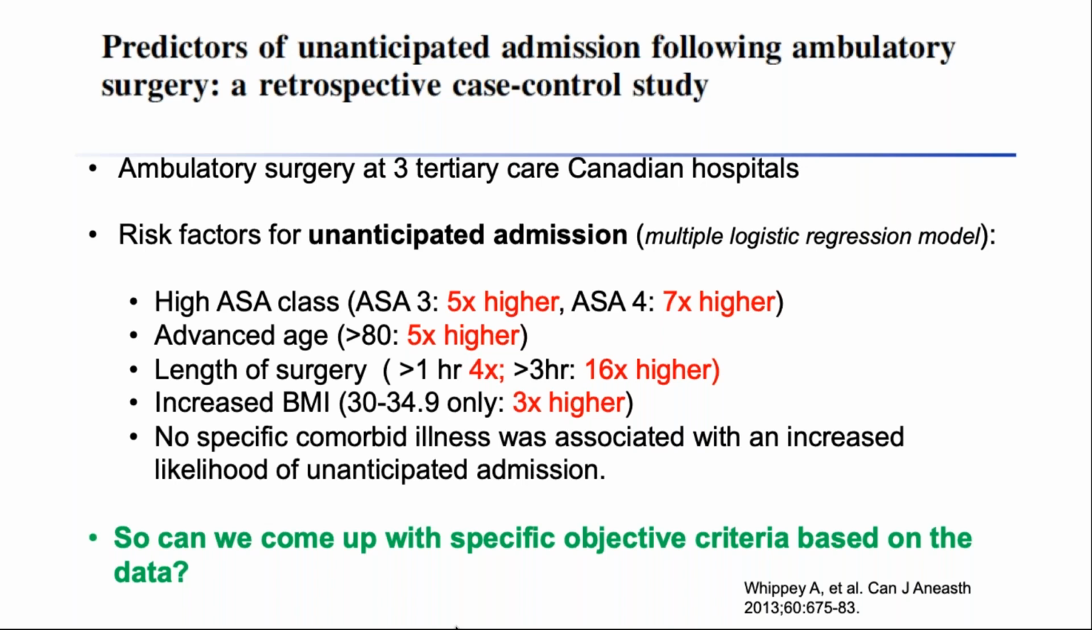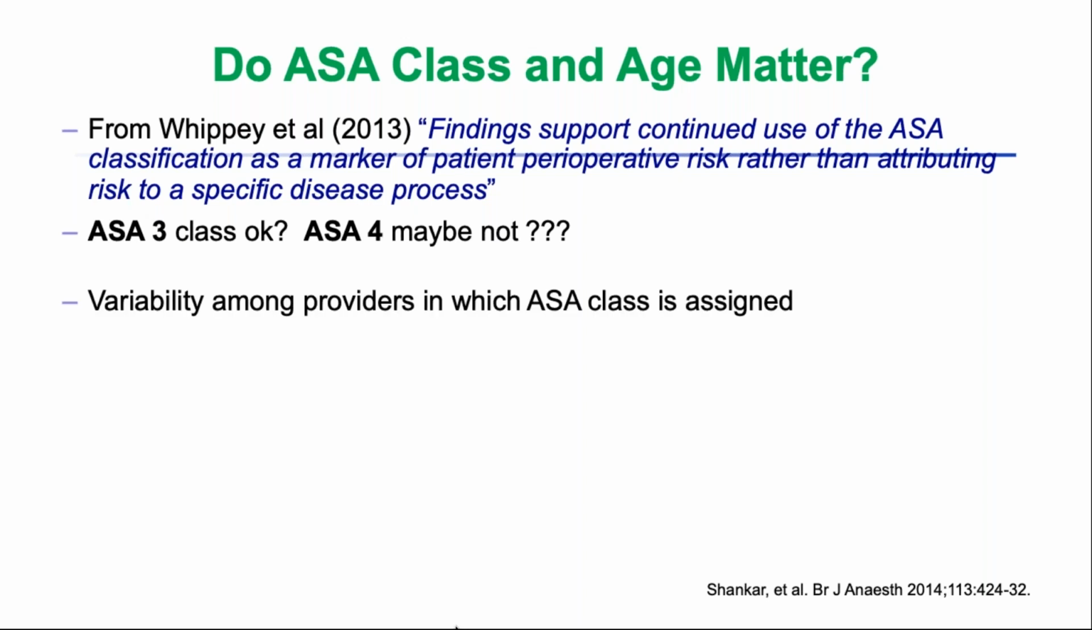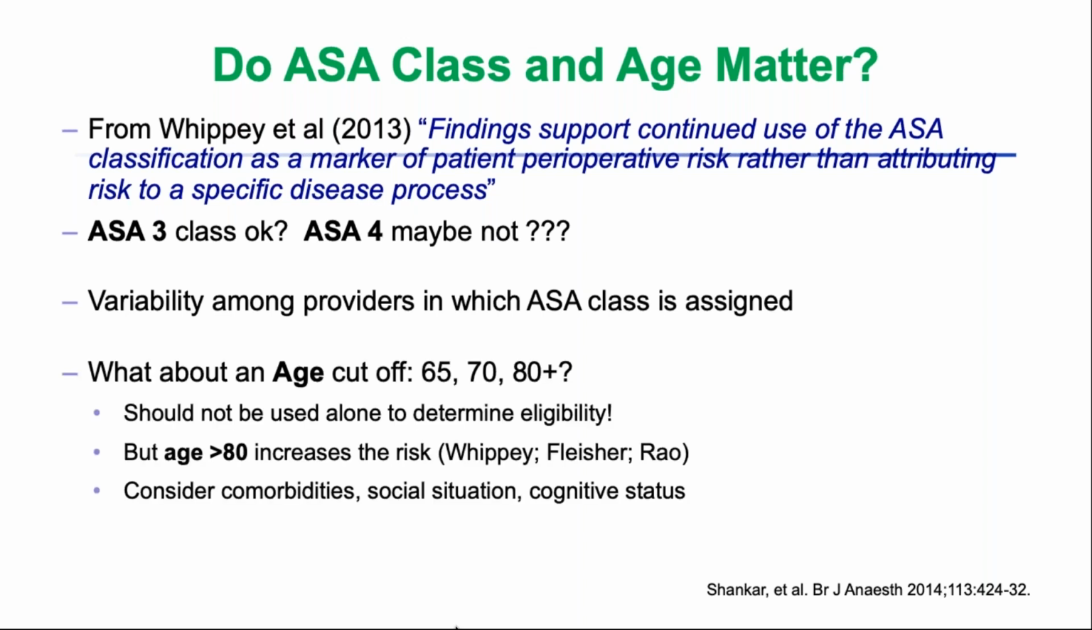So the question is, based on the data that we do have, whether it's ambulatory or office-based data, can we come up with specific objective criteria to help us with patient selection and create triage tools to safely take care of these patients? Age and ASA class always come up as selection criteria for the office-based practice. Again, we're turning to ambulatory literature, not necessarily office-based literature. And not only is there variability in how ASA class is assigned by providers, but many would argue that ASA class by itself may be a useful criterion, but you also have to look at the type of procedure as well as other factors that will help you decide about an ASA 3 or ASA 4 patient.